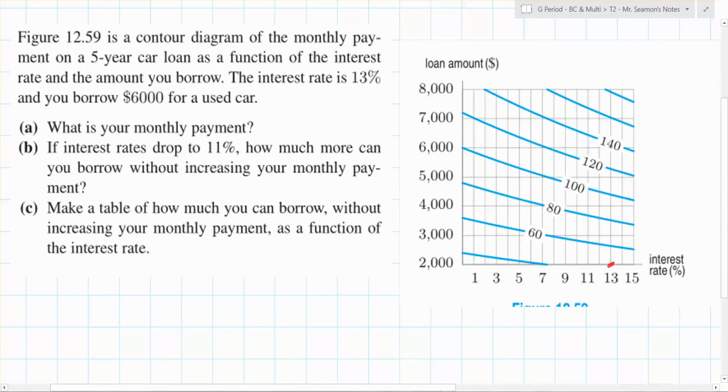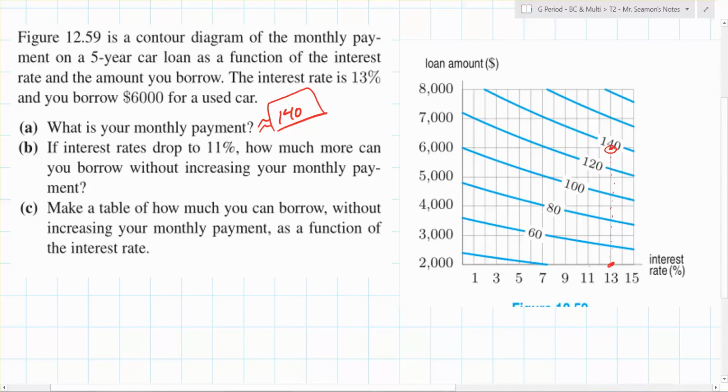6,000, so you go up to 6,000, which is like right about there. So what do we think it's about? About 140 or something. Around 140,000, right? Does that make sense? 140,000 or 140? That is monthly payment, so it's 140. Sorry, yes, it is monthly. Yep. Okay, there's the first one. So our monthly payment is 140.